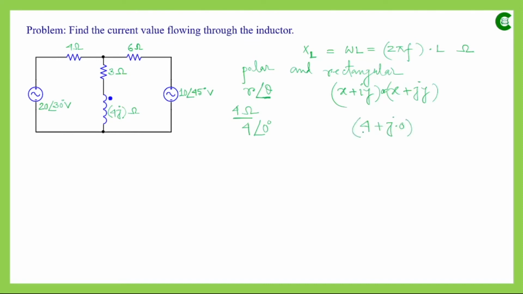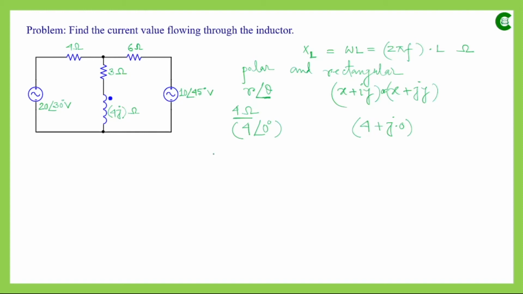So in both formats we can represent a resistance value. In case of the inductor, the inductive reactance which is given is 4j, so we can say this value is given in rectangular format.